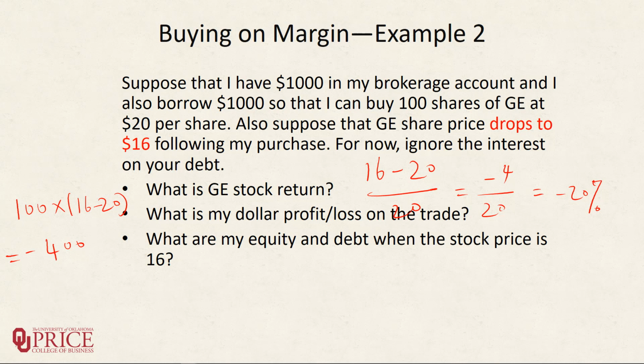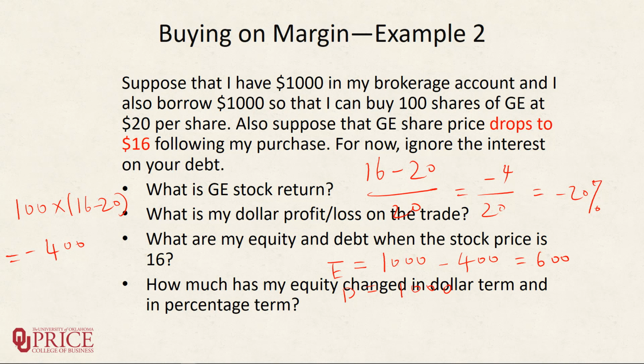And what are my debt and equity when the stock price drops to $16 a share? Because I lost $400, my new equity is initial equity minus the loss. So now my equity is $600. My debt doesn't change. I still have to pay back $1,000. What is the change in my equity in dollar term and in percentage term? In dollar term, I lost $400, so it decreased by $400. In percentage term, the $400 loss divided by my initial equity of $1,000 is a negative 40% change in my equity.